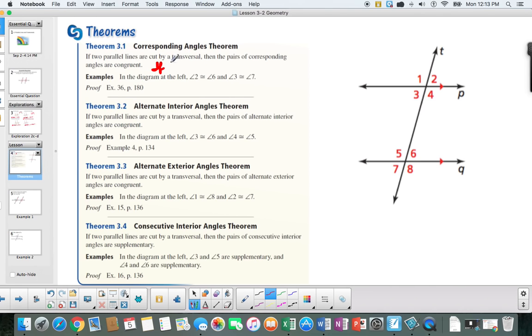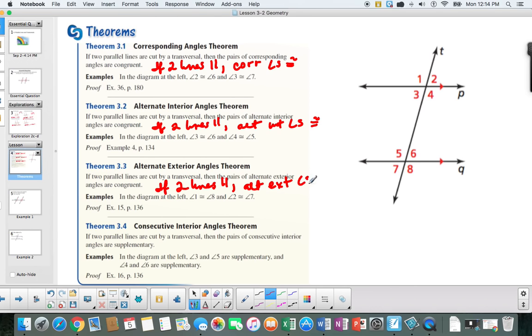You can say if two lines are parallel, then corresponding angles are congruent. And in this case, 2 and 6 would be congruent, 3 and 7 would be congruent. For this theorem, you can abbreviate: if two lines are parallel, then alternate interior angles are congruent. And this ended up being for 3 and 6 and 4 and 5. If the two lines are parallel, then alternate exterior angles are congruent. And this happened for 1 and 8 and 2 and 7.